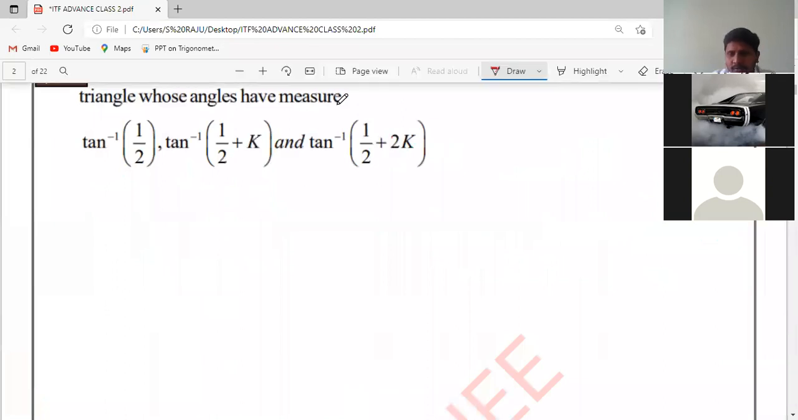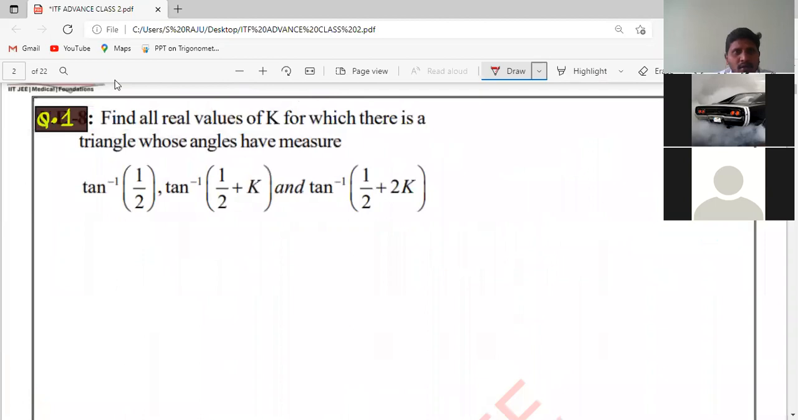Right. Here the question is: find all real values of k for which there is a triangle whose angles have measures tan inverse 1 by 2, tan inverse (1 by 2 plus k), tan inverse (1 by 2 plus 2k). These are the three angles of a triangle. If I take this as capital A, this as capital B, this as capital C, what is the sum of the three angles? A plus B plus C is equal to pi, 180.